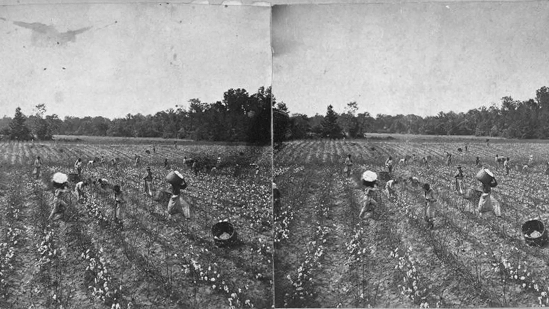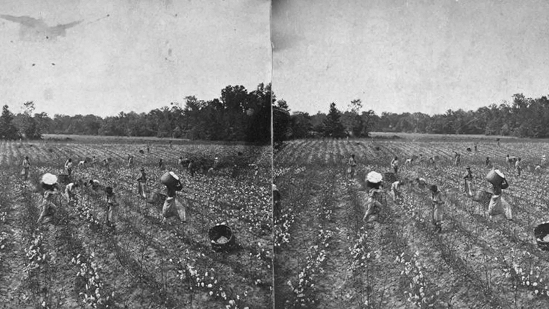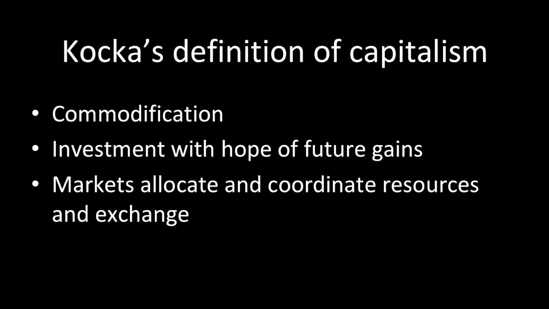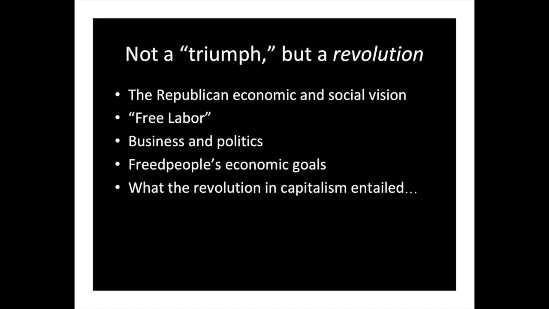albeit one that functioned differently than capitalism in the North or in Europe. Recall that Jürgen Kocka's definition of capitalism emphasized commodification, that is, measuring things by their price. He also emphasized investment with the hope of future gains, and markets as the mechanism of allocating and coordinating resources and exchange. Each of these was essential to the slave system.